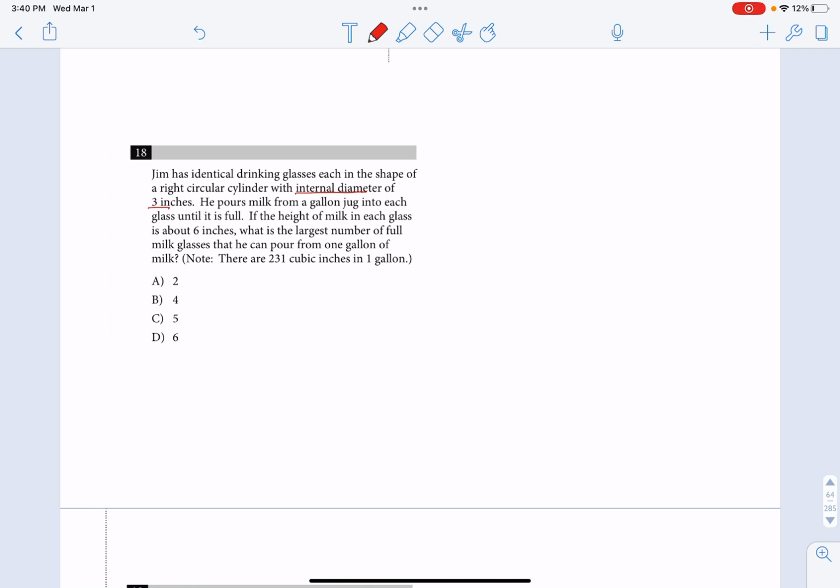So let's find out. There's a gallon jug. So 1 gallon has 231 cubic inches. And then you have the same identical glass, a circular cylinder, which means the radius, because they say the diameter is 3, so our radius will be 1.5. And then the height h is 6.